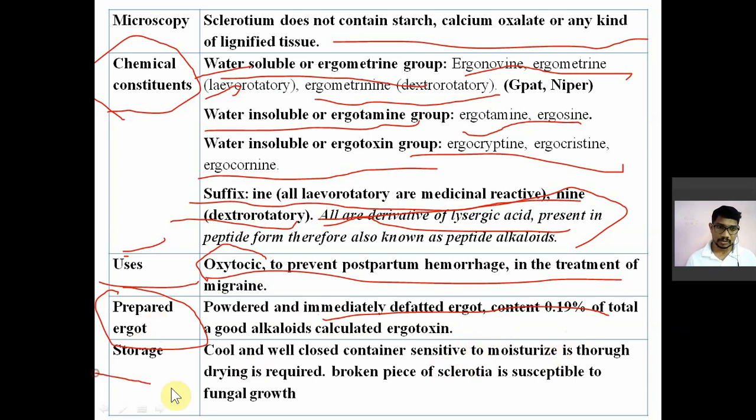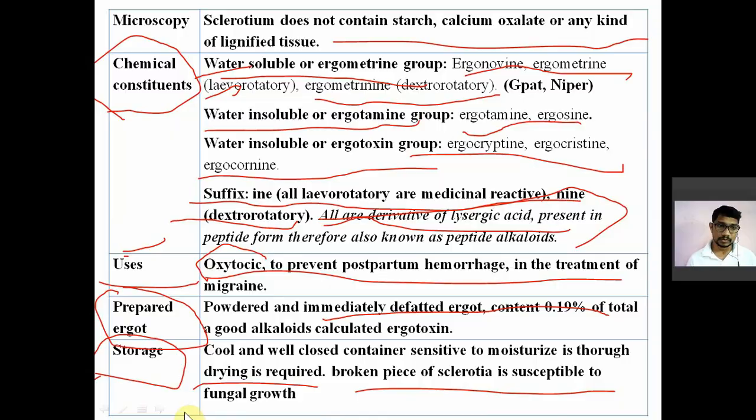Now it is stored in a cool and well closed container because it is sensitive to moisture and there may be a growth of molds, so you have to prevent that. It is susceptible to fungal growth, and that's why you have to store this in a cool place, well closed container. Mold and fungal growth should be prevented. So broken pieces of sclerotia are susceptible to fungal growth, so that's why you have to store it like this.